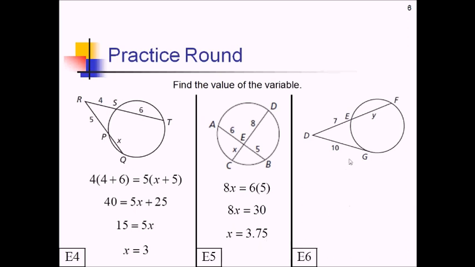And last but not least, we've got the outside part times the whole segment equals the square of the tangent. So we can say 7 times (7 plus y) equals 10 squared. So we've got 49 plus 7y equals 100. Subtracting 49, that's going to be 51. And then we can write this answer as 51 over 7, or if you want to make a mixed number, it doesn't really matter, 7 and 2/7, either way.